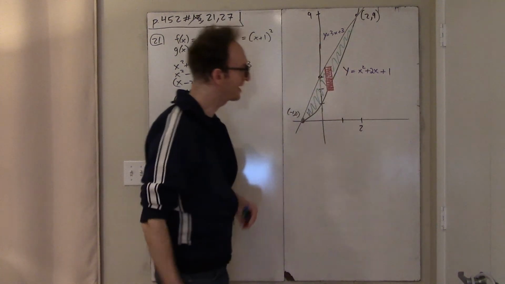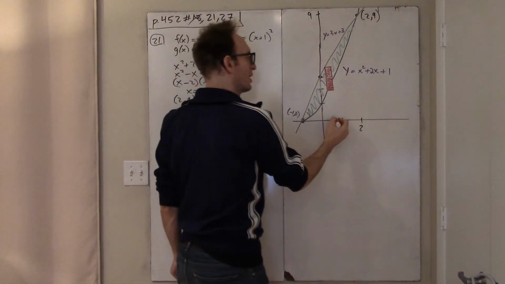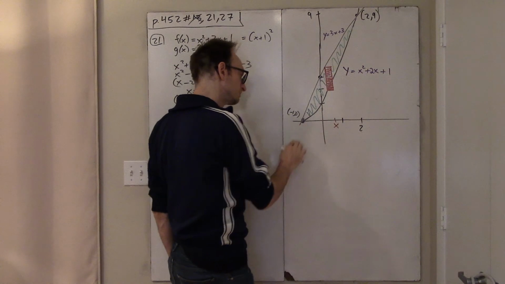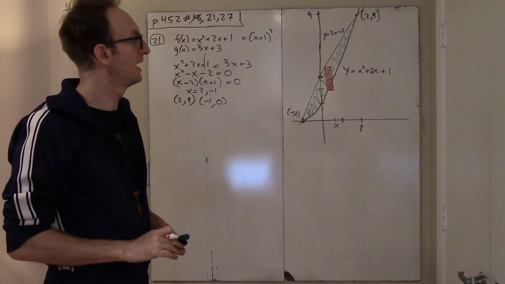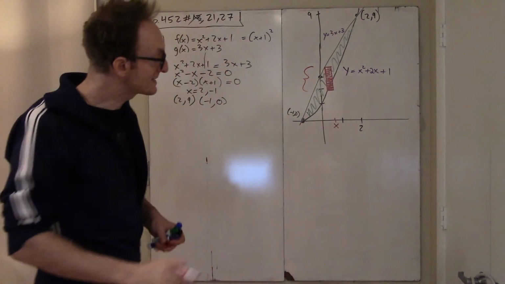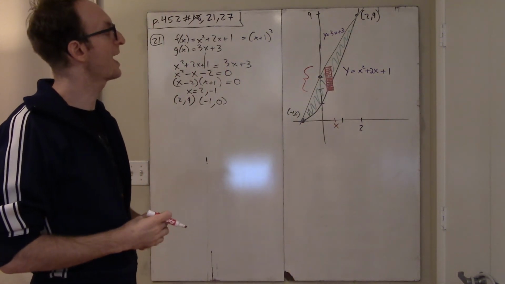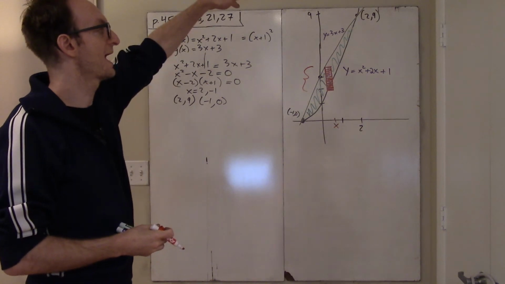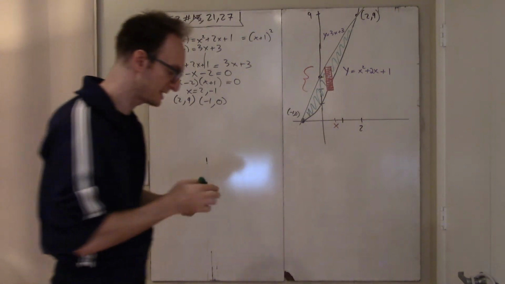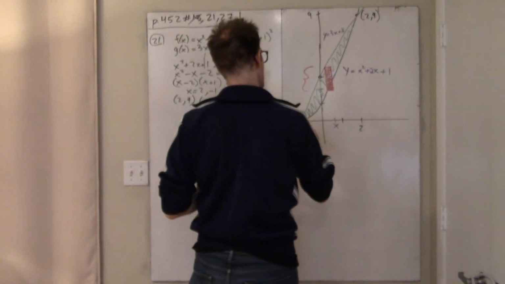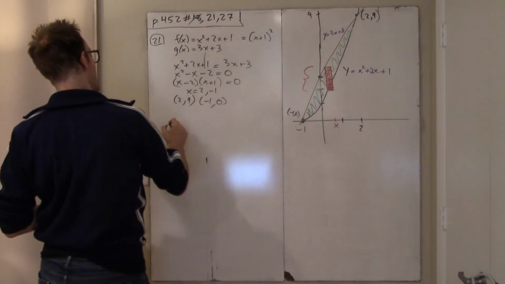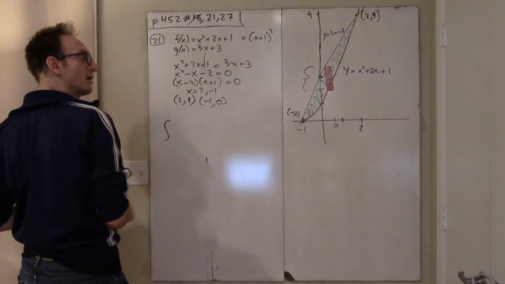And why do I call this a representative rectangle? Because for an arbitrarily chosen x value from -1 to 2, I can express the height of this rectangle as the difference in the y coordinates between the line and the parabola. And so what I'm really going to do is partition the x-axis from -1 to 2, and then add up the areas of all these rectangles.